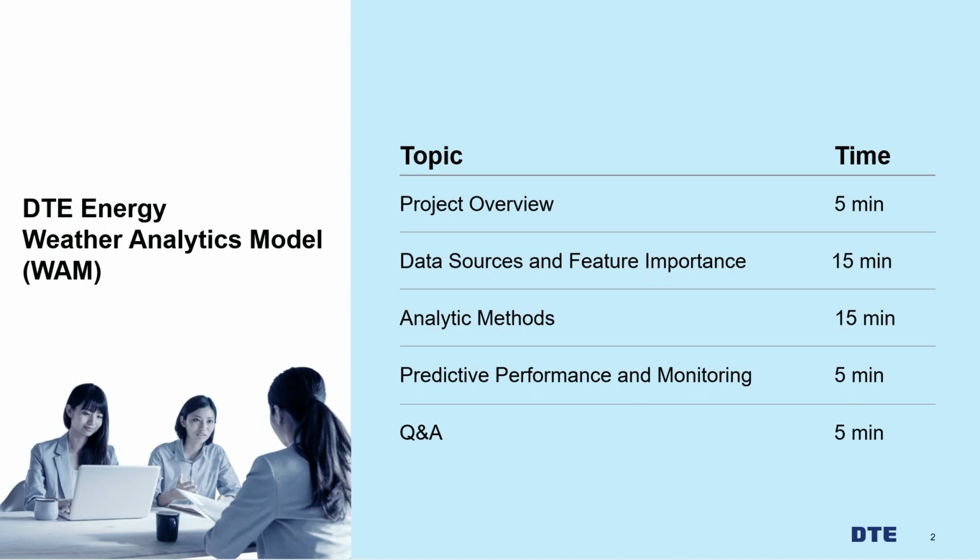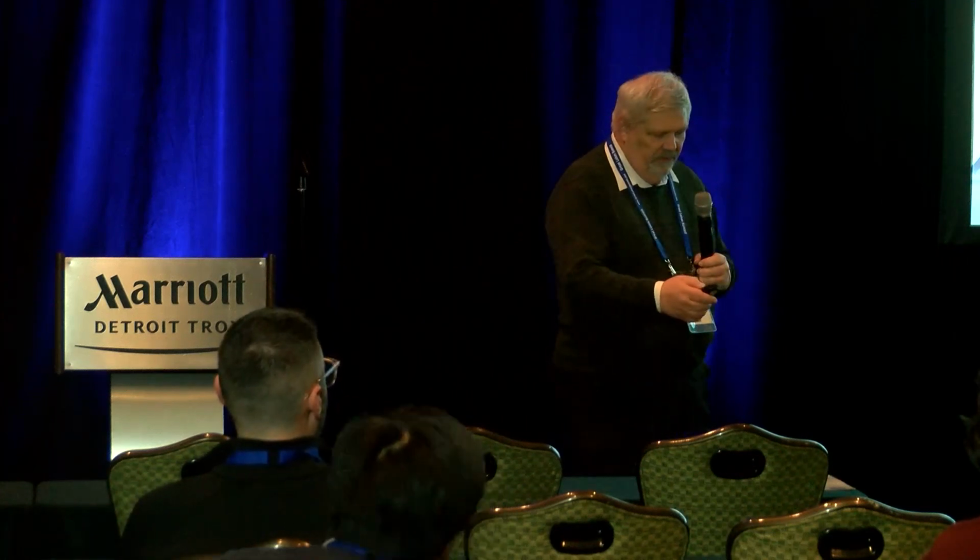So first we're going to give a broad overview of the project. We're going to look at the data sources. In this case, we're inputting weather data. We'll talk a little bit more broadly about other things we can get from government data sources, and how we determine feature importance. There's a lot of different things we can look at. Feature importance was one of the most challenging parts of this particular project, identifying the things that really matter. Analytic methods, talk about the multiple different methods that we are using in this particular model. How do we measure the performance? How do we know if it's really working? And then have some time for Q&A.